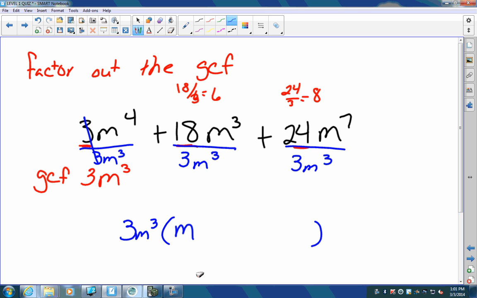18 divided by 3 is 6. I need 3 m's. I pulled 3 m's out. Do I need any more? No, they go away. That's easy. They're already pulled out. So now I have 24 divided by 3, which is 8. I need 7 m's. I pulled out 3 of them. So how many more do I need? 4. So it's m to the 4th.